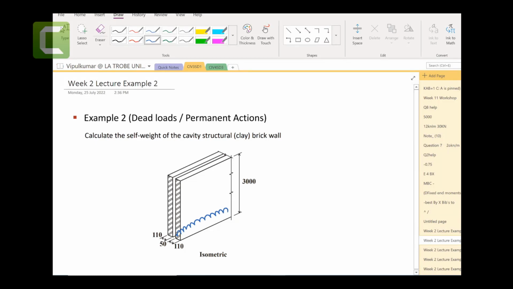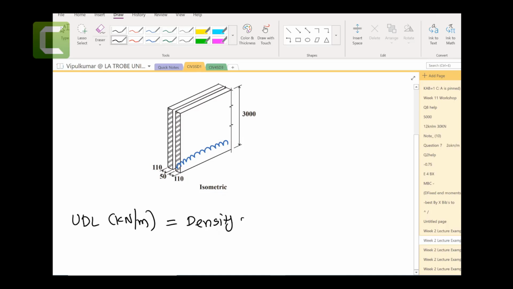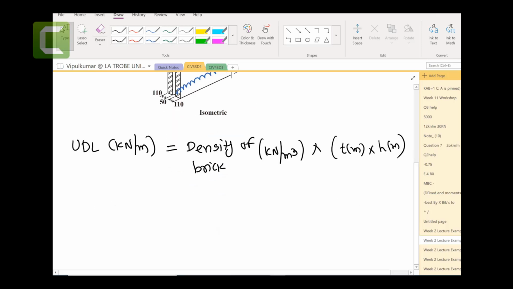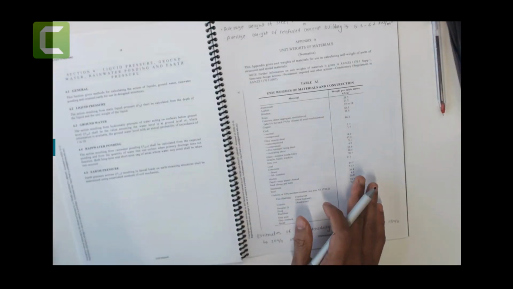So in that case, what we're going to do is first find the brick wall UDL load in kilonewton per meter. We will say density of brick in kilonewton per meter cubed times thickness in meters times height in meters. Right, so let's plug in the values. Density of the brick wall. Let's find the density of the brick wall.